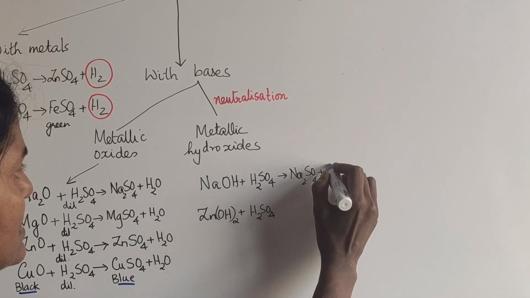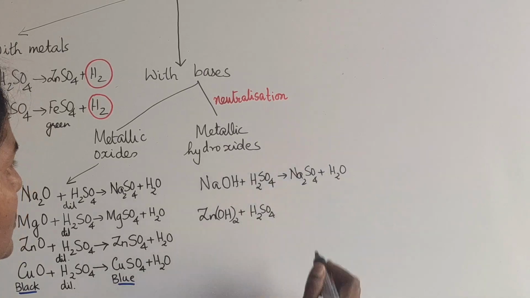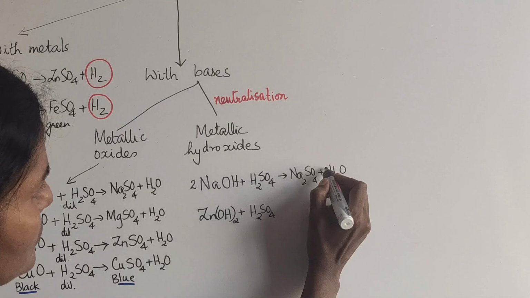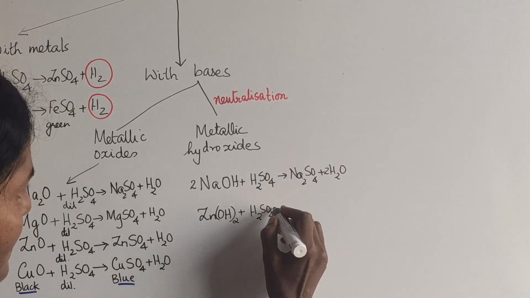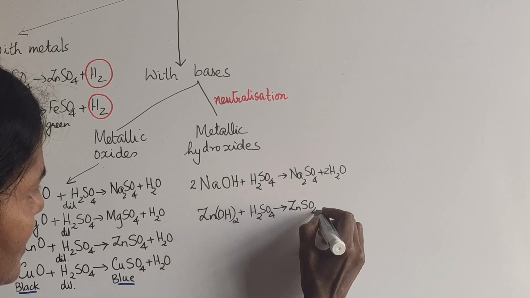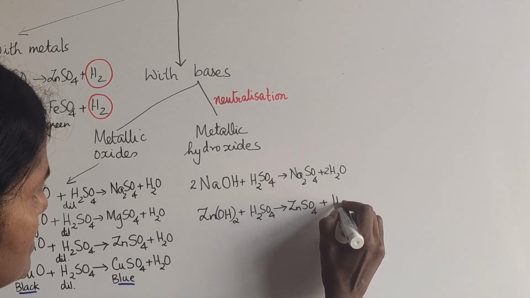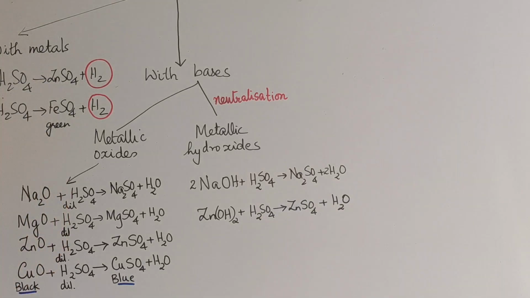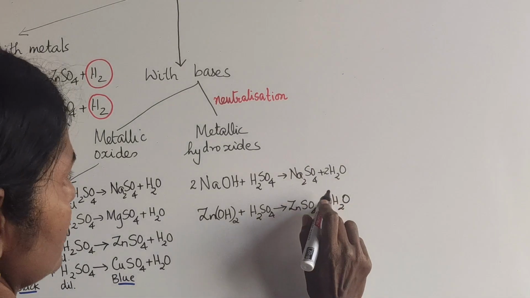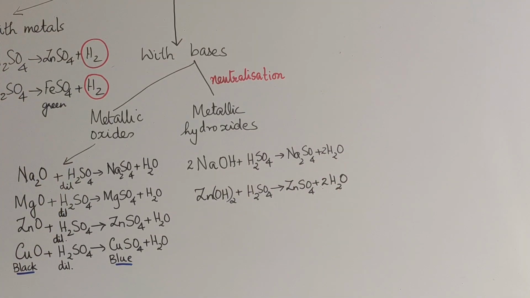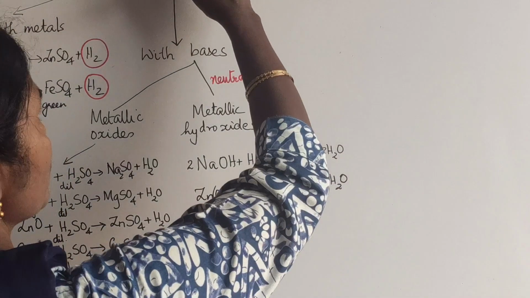This would give Na2SO4 plus water. So this would be 2 here, and hydrogen is 4, so 2H2O. This gives you zinc sulfate plus water. 2 here. Yes, this is metallic hydroxide.